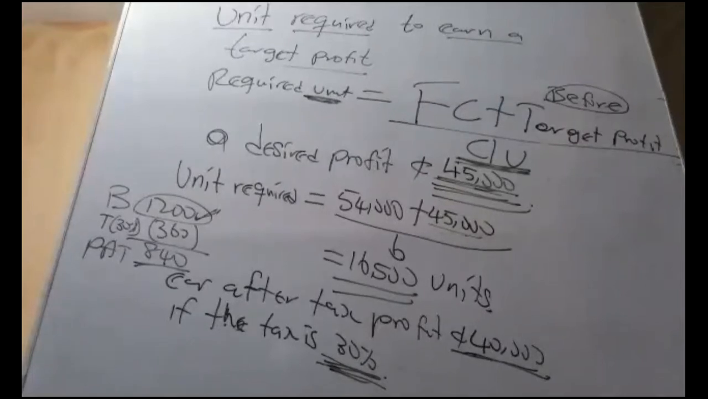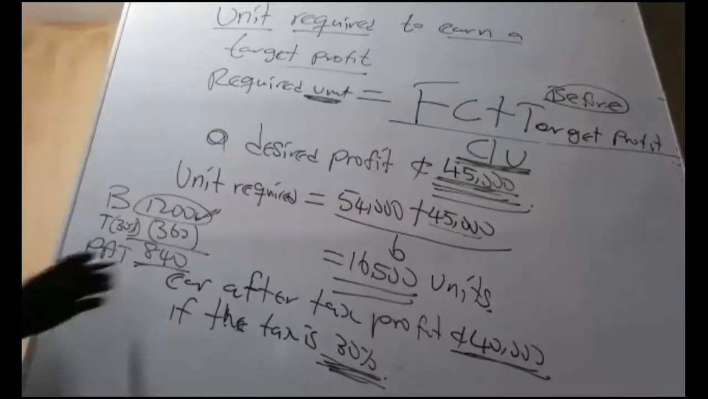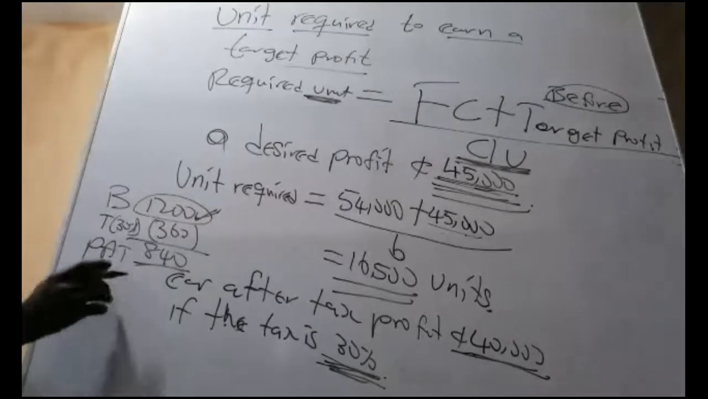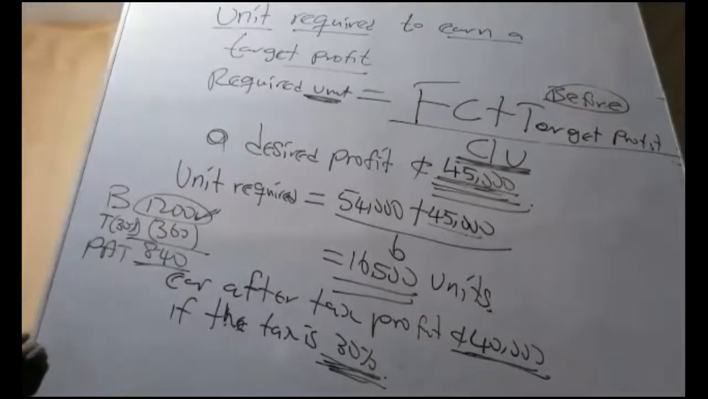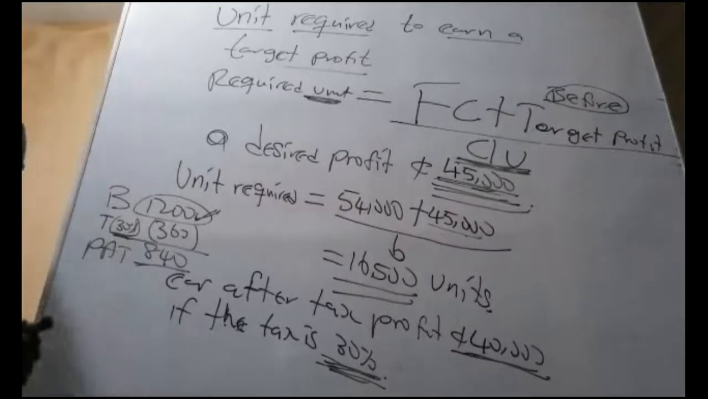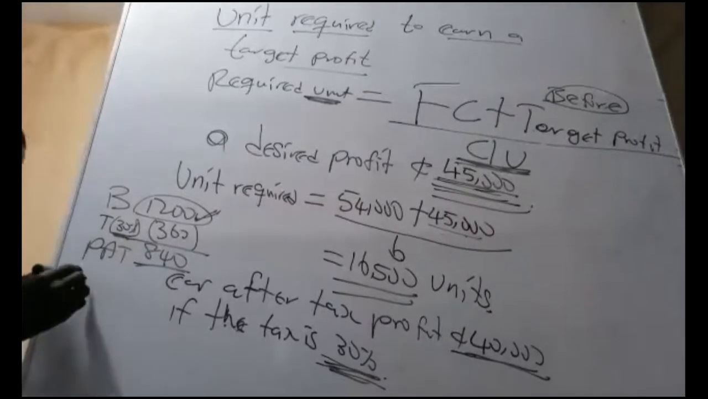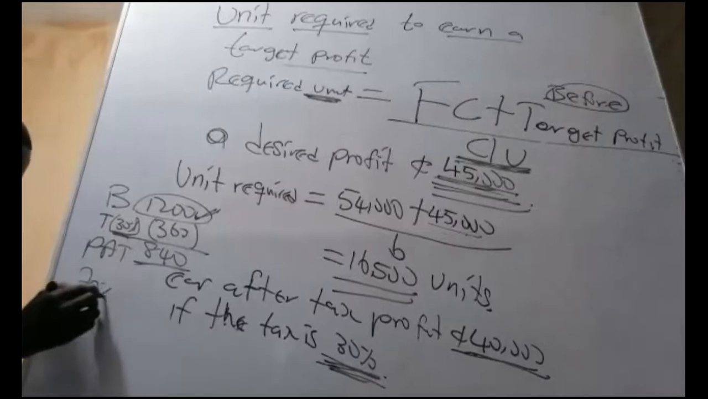No, we don't need any more information. This information now is okay. Now, the profit after tax represents net of tax. If the tax is 30, then it represents what? 70%. So the profit after tax will be 70%.